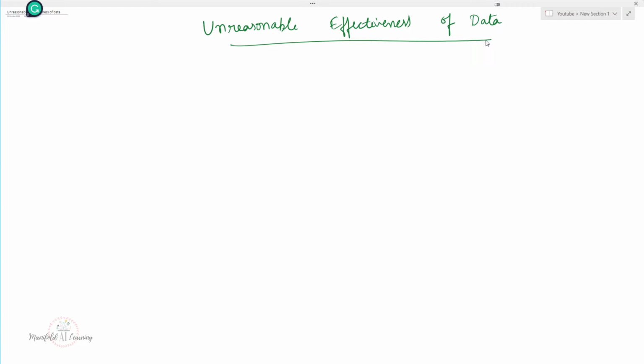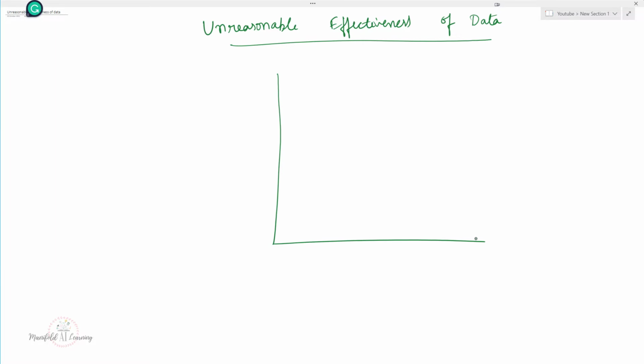One of the questions I got from the comment section was: from chapter 1, can you please explain the unreasonable effectiveness of data, which is mentioned on page number 24. Now, if I want to give you a brief explanation of what it actually means, here they're talking about the importance of data. If you have observed in the book, they have a representation that goes like this.